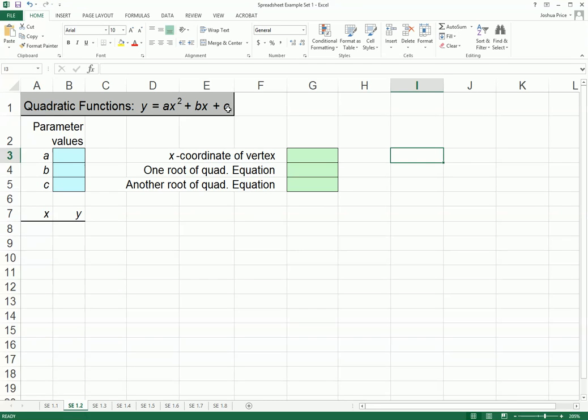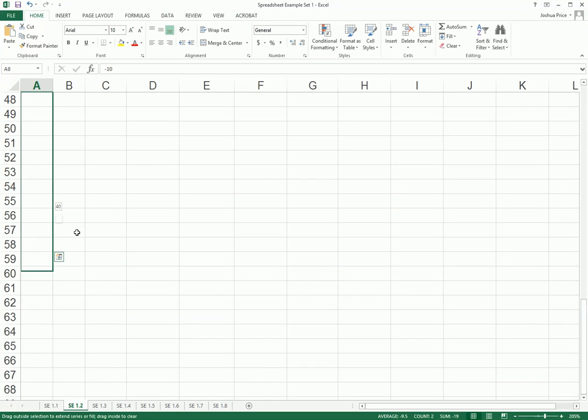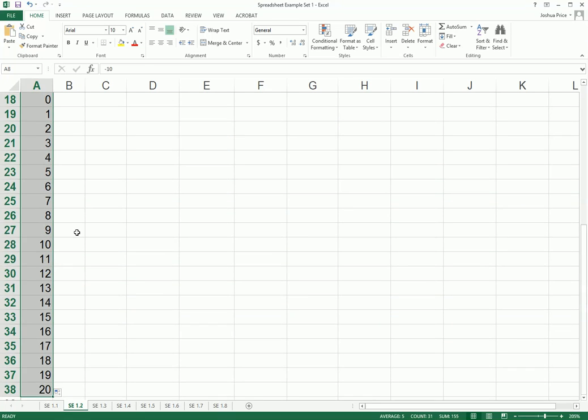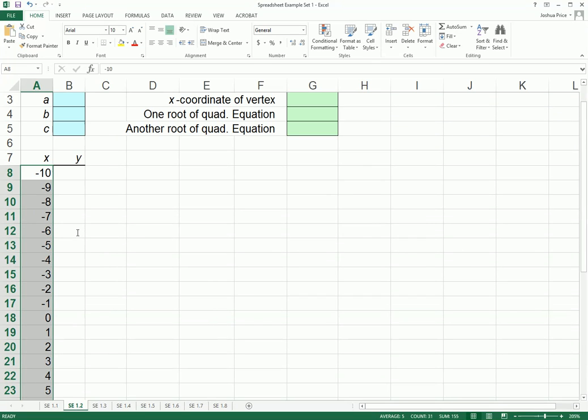So this is Excel spreadsheet example 1.2. And what we want to be able to do here is to set up a template where we can graph out a quadratic function as well as find the important parts of that. So we're going to start by looking at the value of x. So let's just put in here -10, -9, and have that value go from -10 just up to 20. So we have our x values going from -10 to 20.